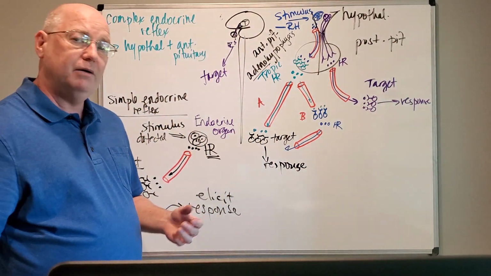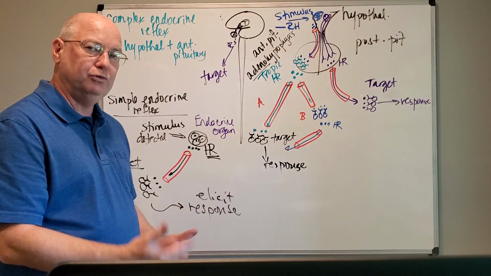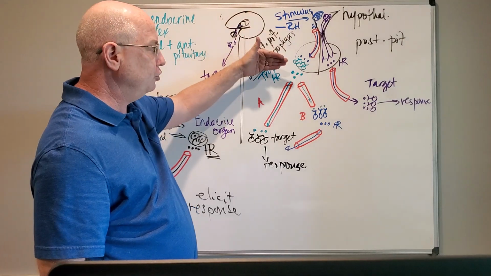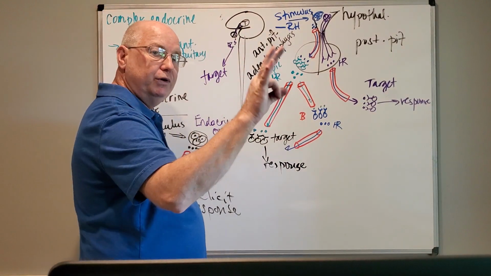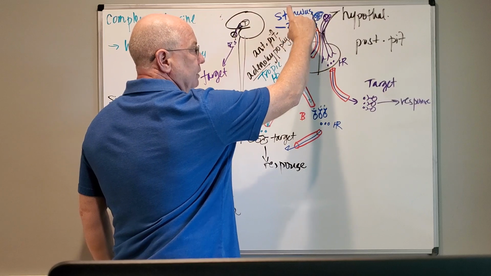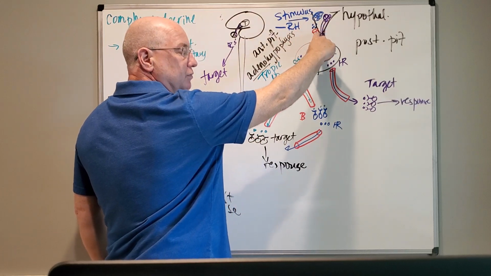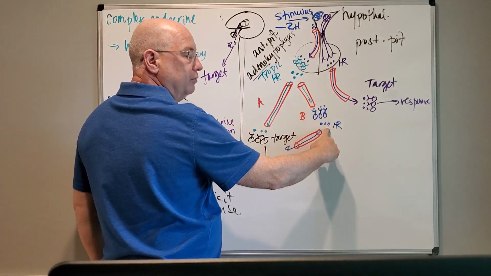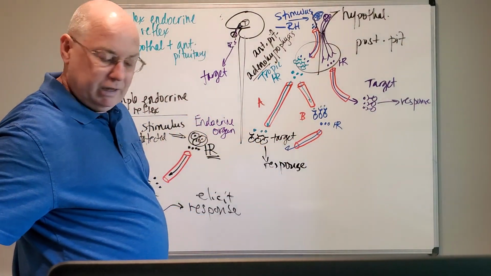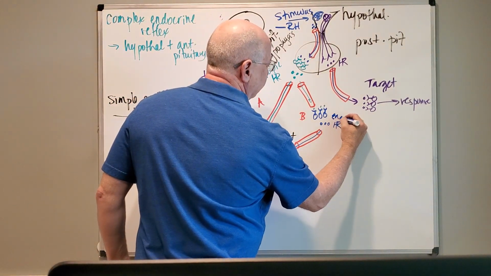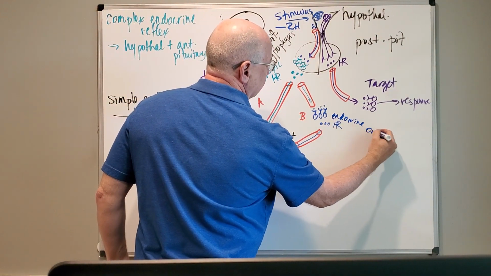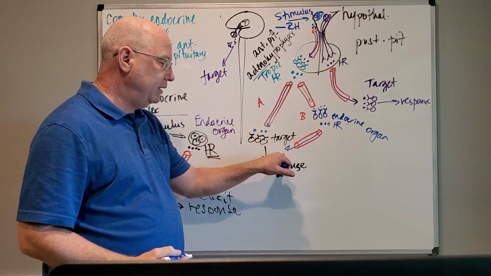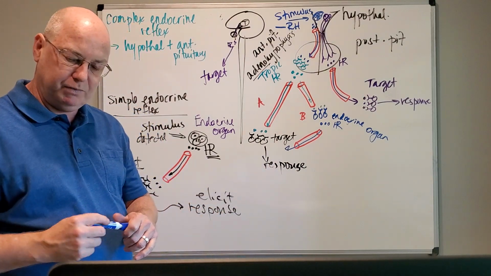This is why these are called complex endocrine pathways. They involve multiple hormones. Some of the ones we're going to look at are going to involve two hormones, a releasing hormone and a tropic hormone. Others are going to involve three hormones. They'll follow this pathway. Stimulus, hypothalamus releases a releasing hormone. The anterior pituitary will release a tropic hormone. The tropic hormone goes to another endocrine organ, and that endocrine organ will release a third hormone. The third hormone will then bind to the target cells, and the target cells give us a response.